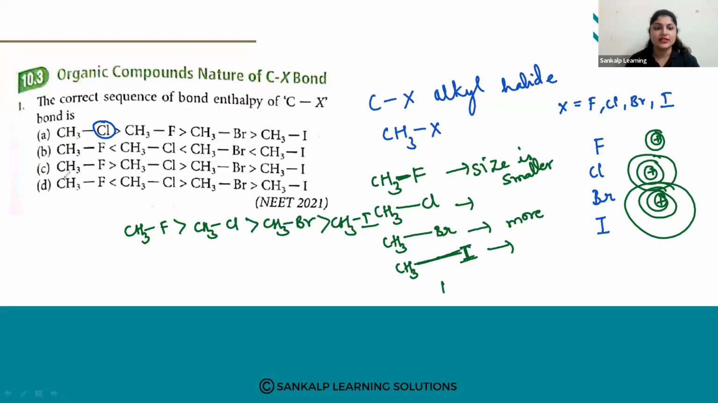Yes, our correct option is C. So you know that as you go down the group, what will happen? Atomic size goes on increasing. So the bond between the atoms also goes on increasing in length.